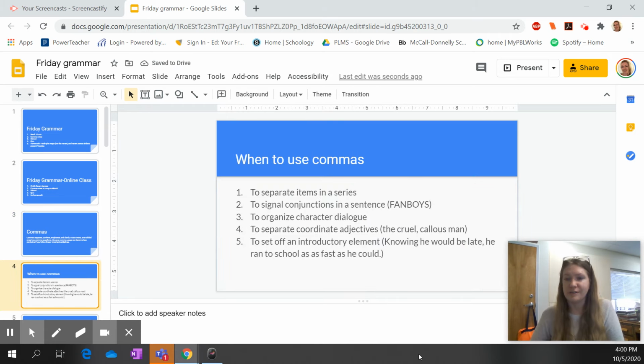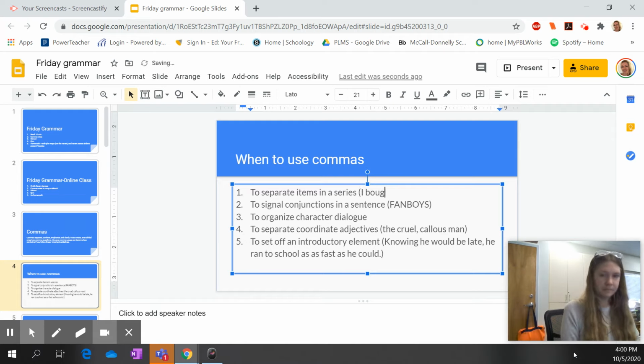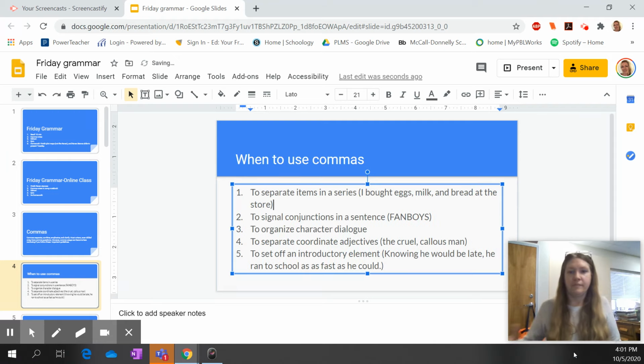So this is what I want you guys to write down in your composition notebook. Call this commas, give it a date 10-5. So, to separate items in a series, like I bought eggs, milk, and bread at the store. We use commas to separate these.